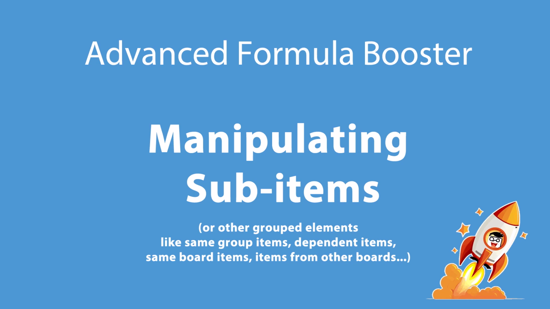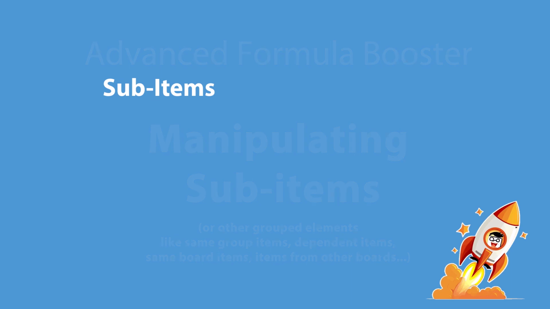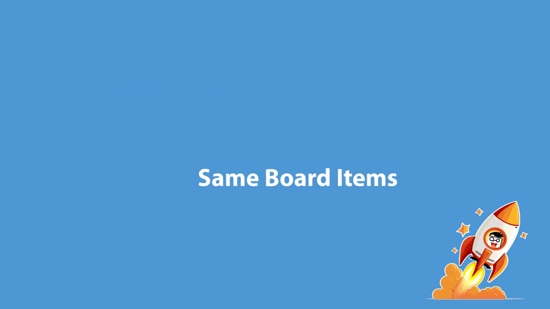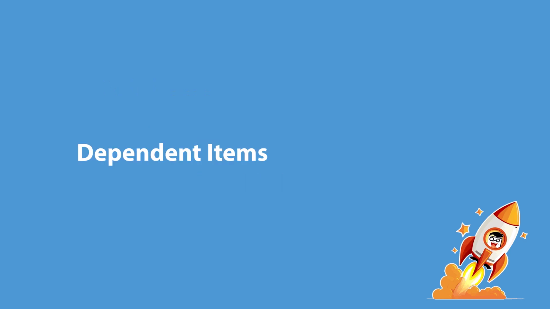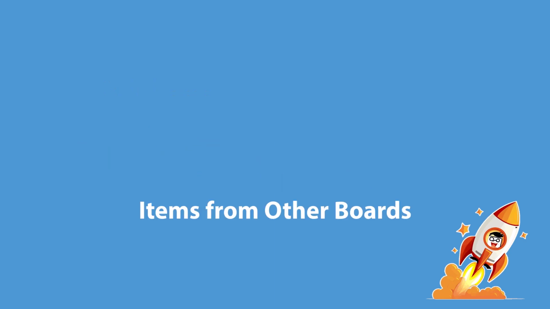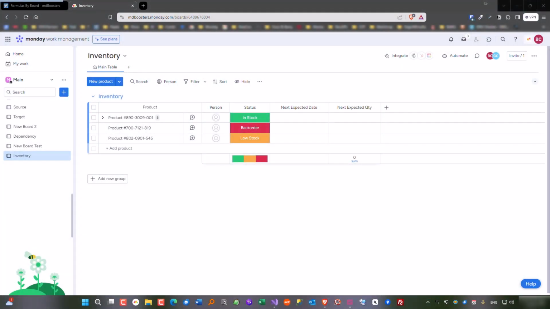For demonstration purposes, we'll focus on sub-items. However, remember that everything we do with sub-items can also be applied to group items, same board items, dependent items, and even items from other boards. Let's take a look at the inventory board we are going to use for our demo.